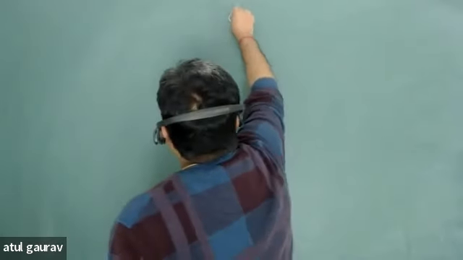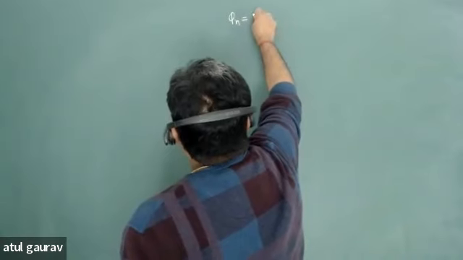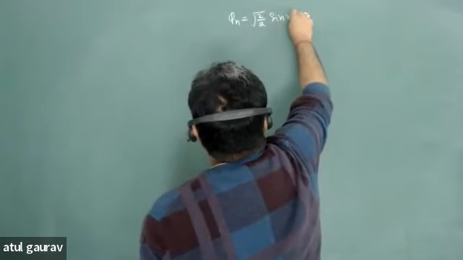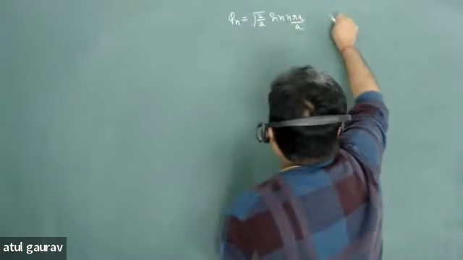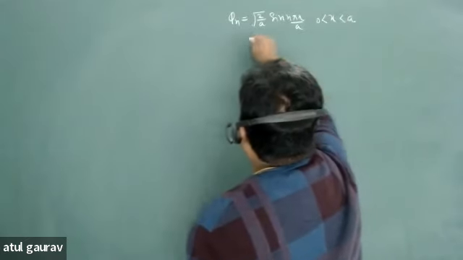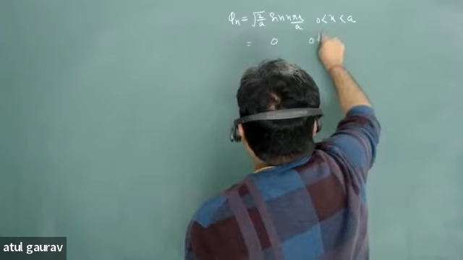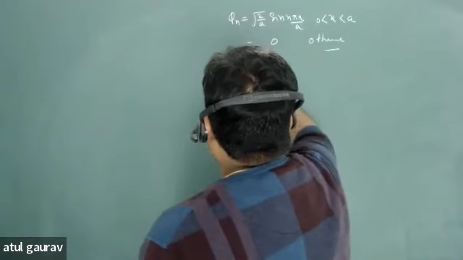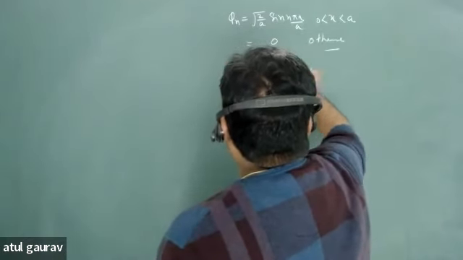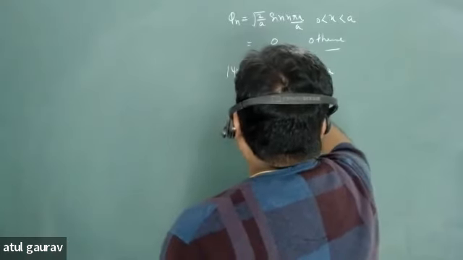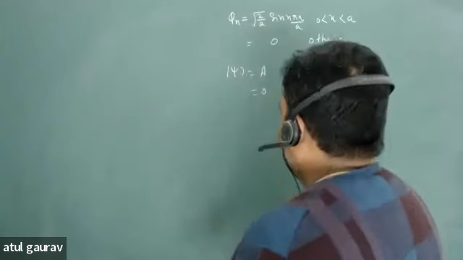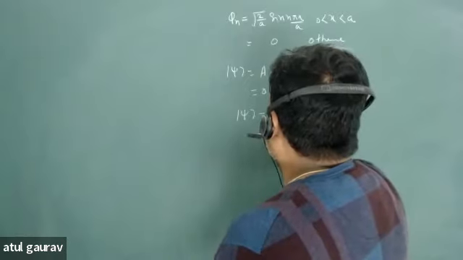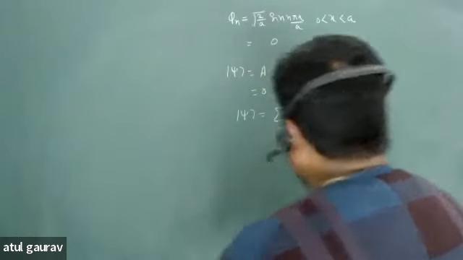So what I have: phi n is equal to what? Root under 2 upon a sine n pi x upon a, where x is between what? 0 to a and 0 otherwise. Everyone is comfortable? And let's say state psi is a, where x is between 0 to a and 0 otherwise. Now, I can write psi in a basis of, or summation of, Cn phi n. लिख सकते ना?